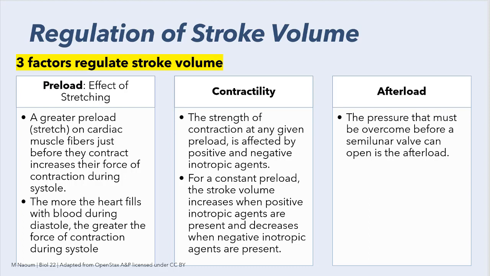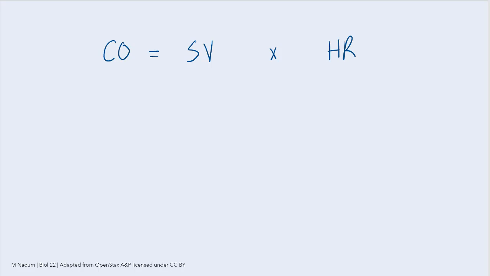So starting with preload, it refers to the effect of stretching. How much stretching do we have in the muscle fibers in the ventricles, so in the walls of the ventricles? How much are they stretched? How much force can they generate during each contraction? Usually, the more the heart fills with blood, the higher the pressure and the greater the force of contraction that we get during systole. So let's explore this first factor that we called preload.